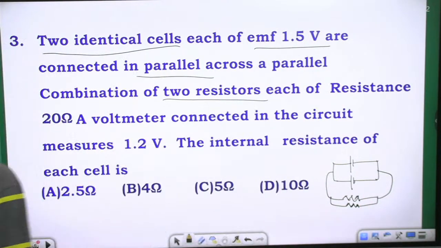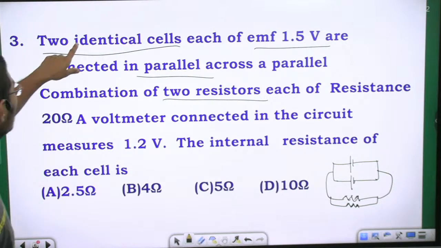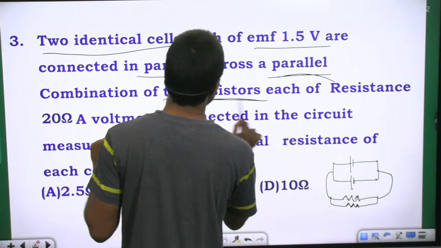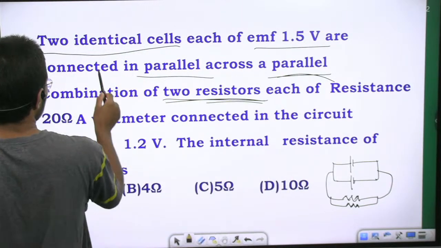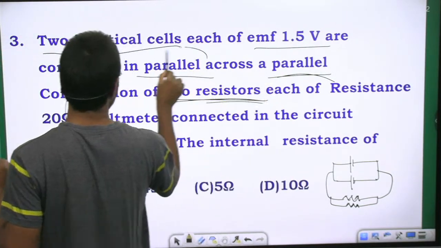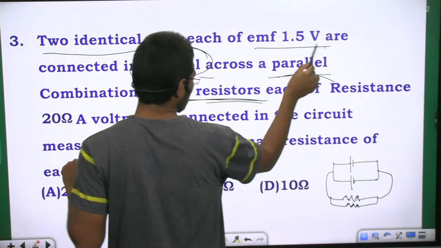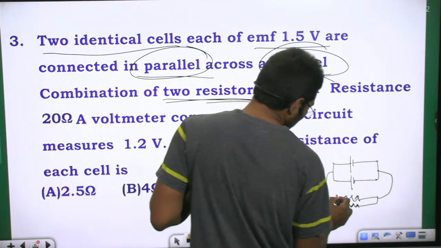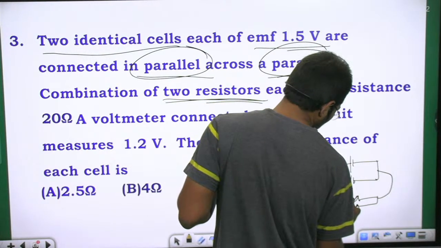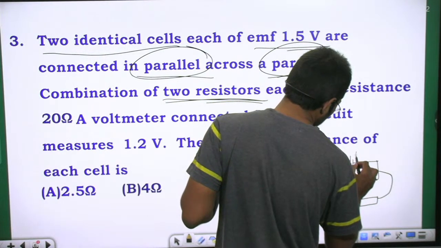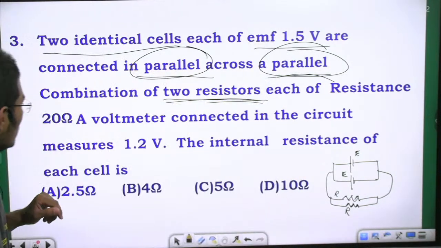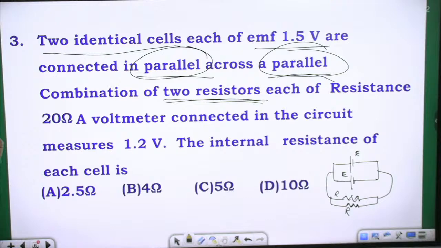Yes, the question is a bit confusing. Identical cells are connected in parallel across a parallel combination of two resistors, right? See, cells are connected in parallel. In a similar fashion, resistors are also connected in parallel. Okay, this is what we get. So R1, R2 are the same. Here he is trying to ask what is the internal resistance of each cell.